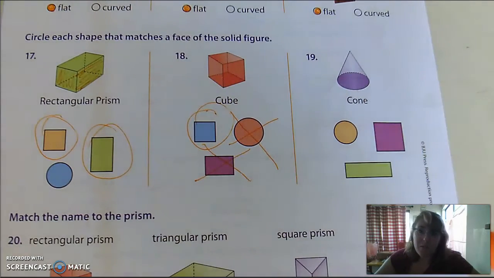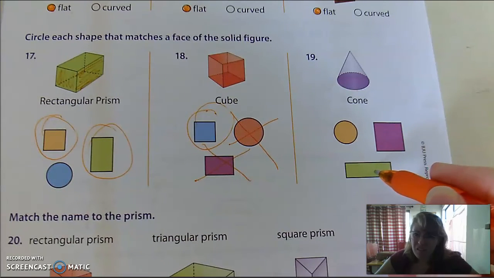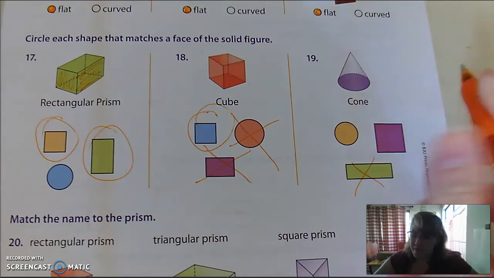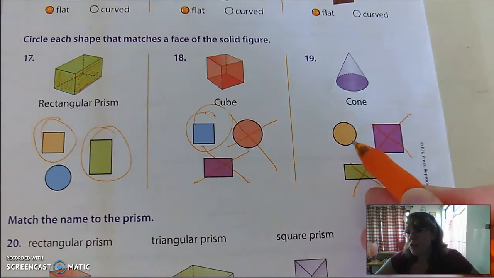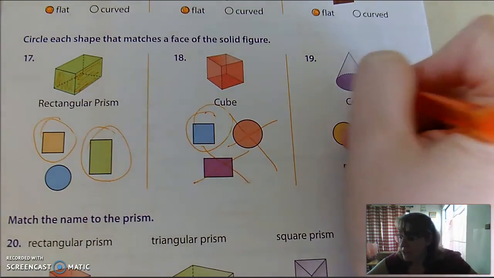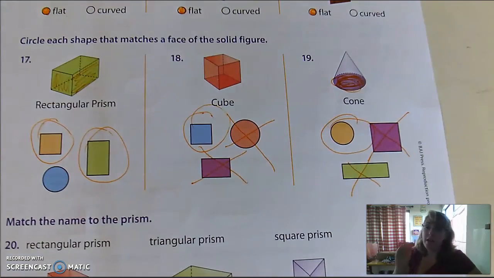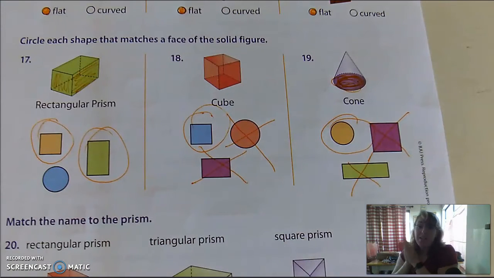What am I going to see with that cone? If I turn that cone a bunch of different ways, am I going to see a green rectangle? No. Am I going to see a square? No. Am I going to see a circle, though? Yes, if I looked at the bottom right here, I would see a circle. So that's what they mean. If you turn that shape all different ways, can you see a flat surface that makes that shape?